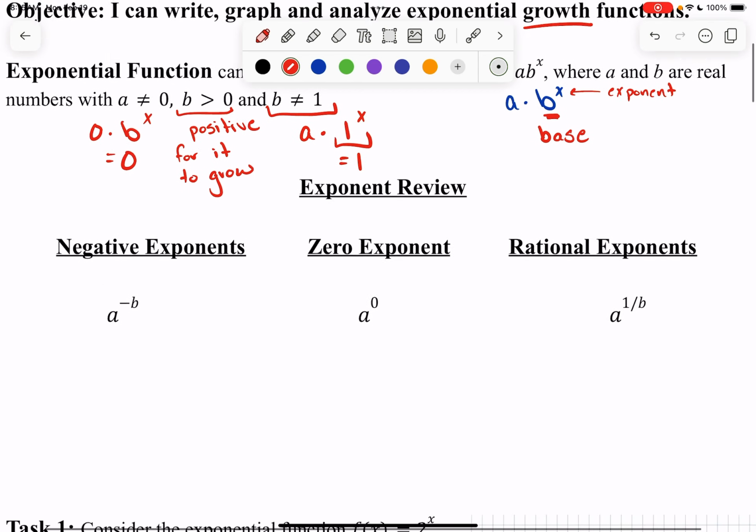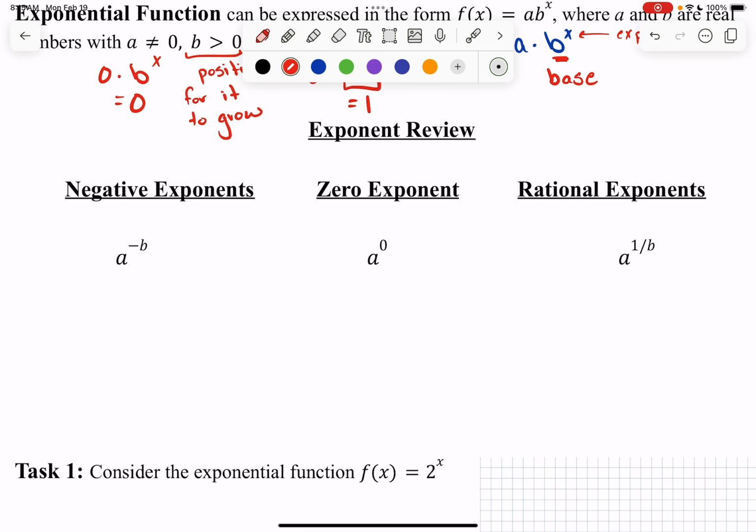Okay, so to be able to evaluate those, we need to know some of our exponent rules from earlier in the year. So first, what does a negative exponent do? A negative exponent takes the reciprocal. If you remember, an exponent of negative b will give me 1 over a to the b. It moves it to the denominator. So if I have 5 to the negative 2, that would be 1 over 5 squared, which is 1 over 25.